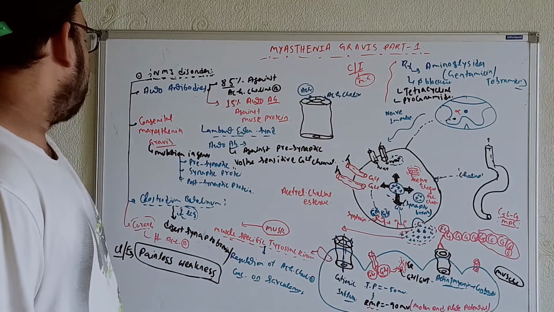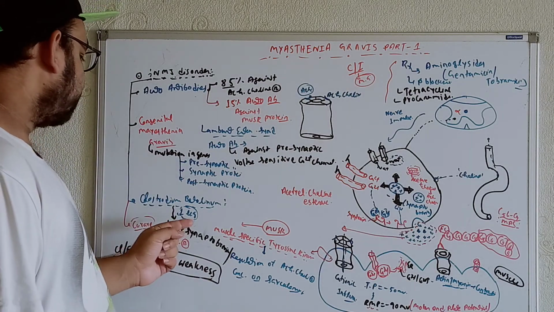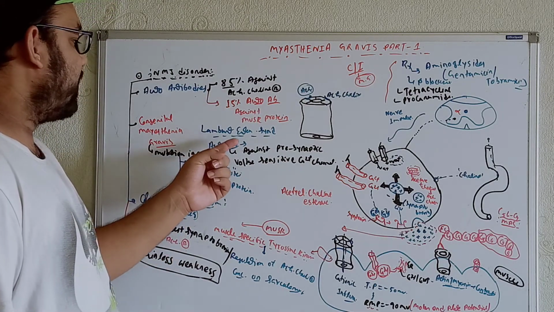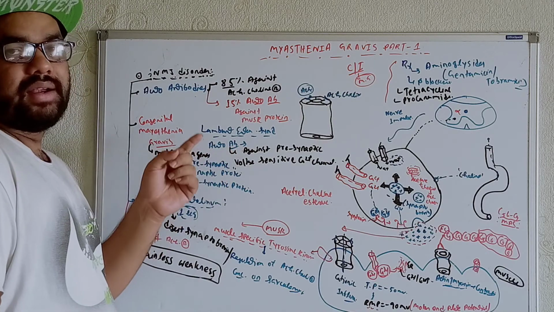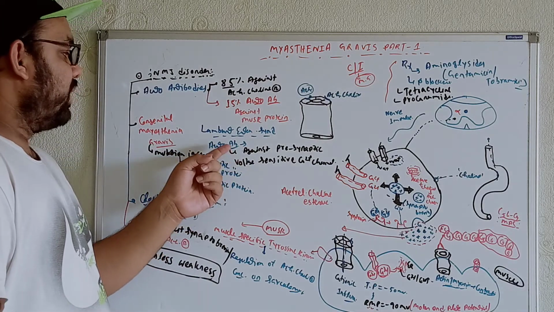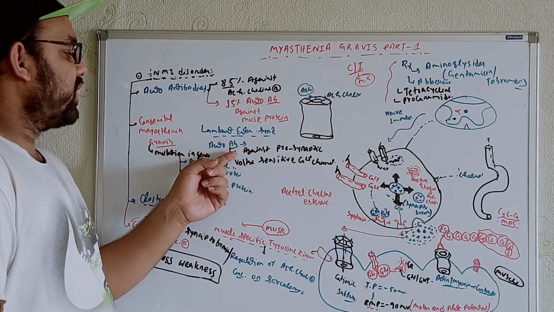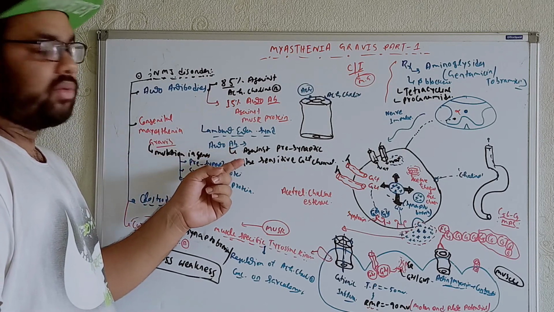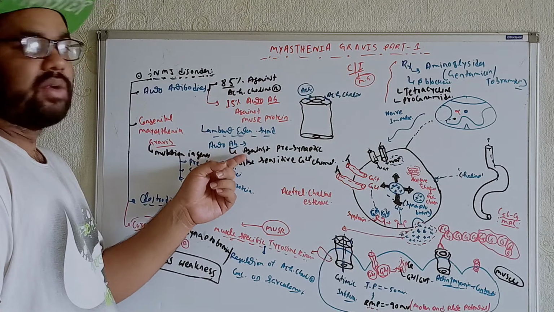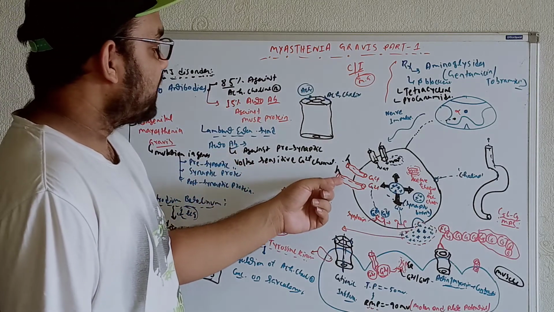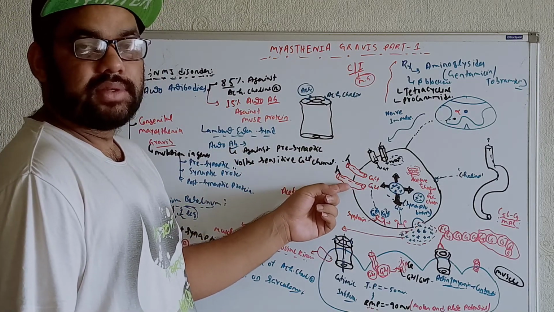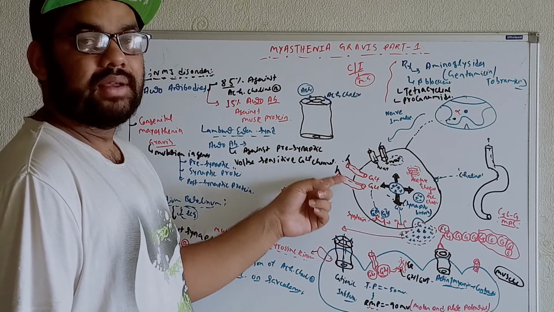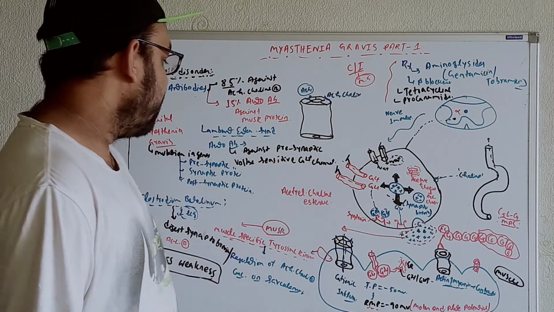I also mentioned the Lambert-Eaton syndrome. In this case, we get the production of autoantibodies, but not against the MuSK protein or the acetylcholine receptor. Here we get autoantibodies against the presynaptic voltage-sensitive calcium channel. Presynaptic voltage-sensitive calcium channel. If it's clear for you.